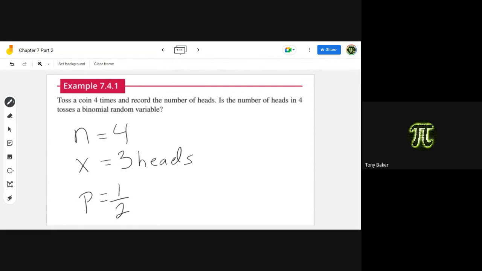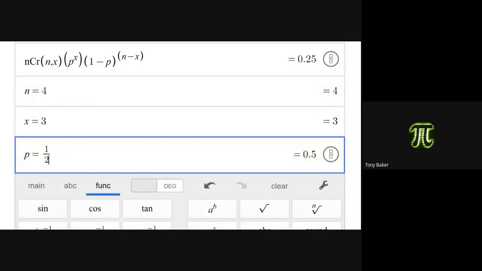Okay? Everybody understand where those 3 came from? Because now I'm just literally going to type those into the formula thing that I just got, and we're going to get our answer. So we got 4, 3, and 1/2. We type in 4, 3, and 1/2, and the probability of getting exactly 3 heads is 0.25.